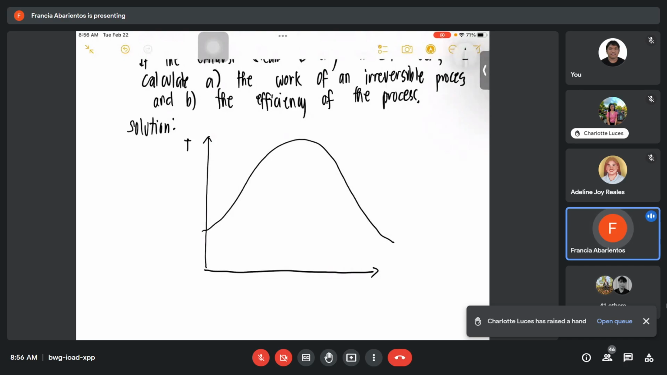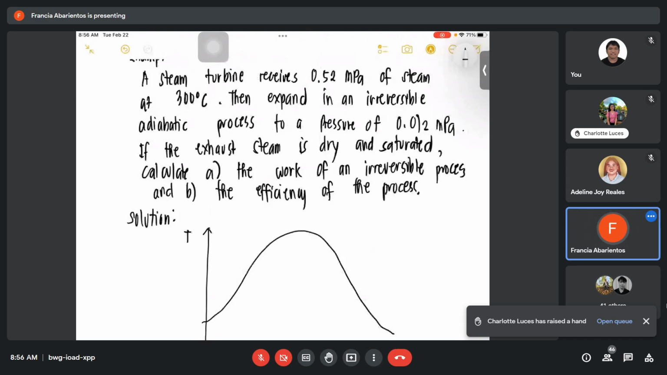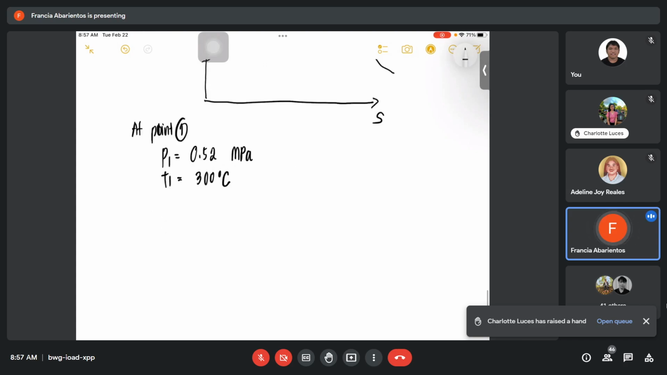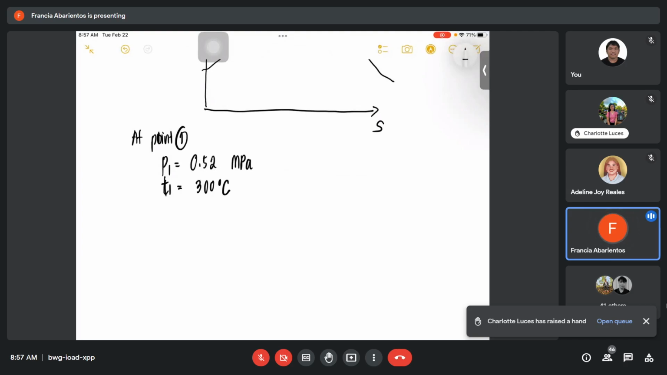So, mamaya, bago tayo, hindi pa natin alam yung mga state points. But, since the exhaust steam is dry and saturated, ibig sabihin, class, 100% vapor siya. So, nasa linya siya. Okay? Pero mamaya na. Doon muna tayo sa pressure 1. Finding the state point at point 1. Okay, given sa atin, pressure 1, which is equal to 0.52 MPa. And the temperature at point 1 is 300 degrees Celsius. Small letter pala. Di pa siya in absolute.